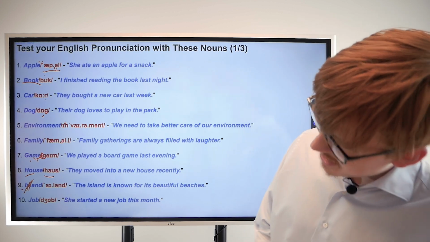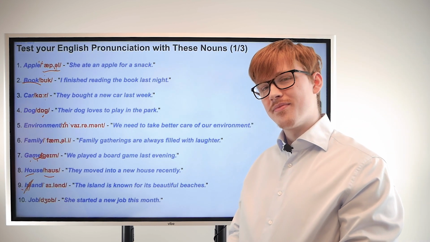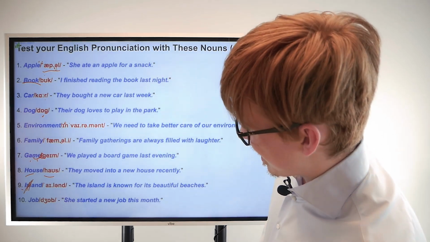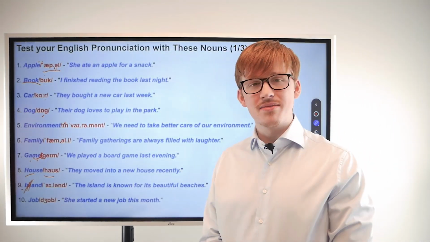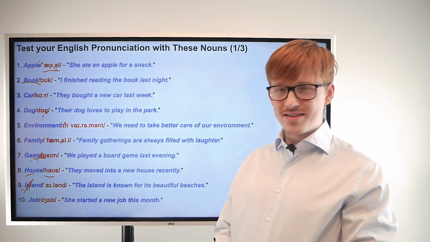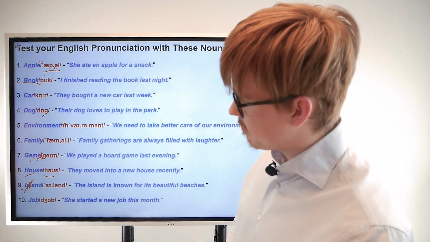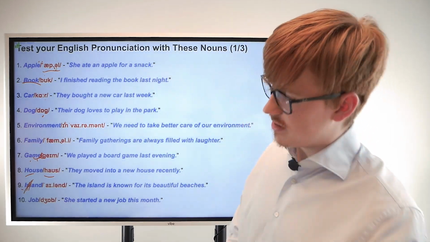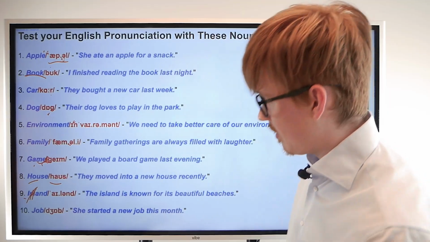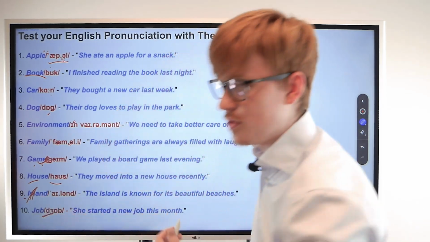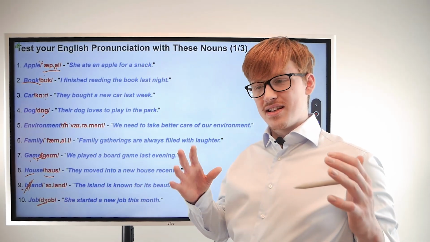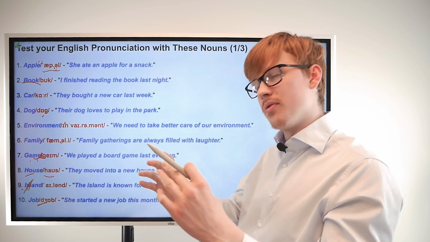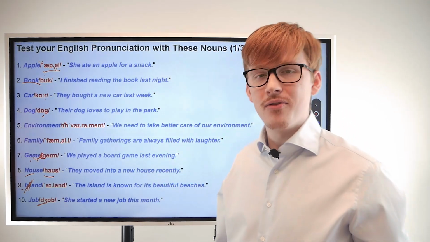There we go. Number 10, we have job. Great. So she started a new job this month. So job, one syllable. It's pronounced very interestingly actually, because our J has this little symbol here, and as you can see, it's like a D, but it's as if you've got a D and a G, job. And that is how we write that out phonetically.